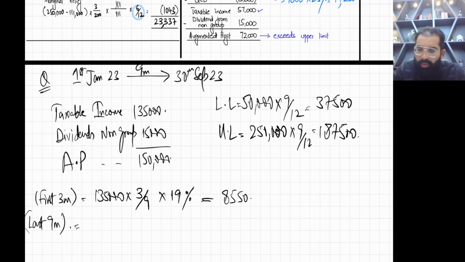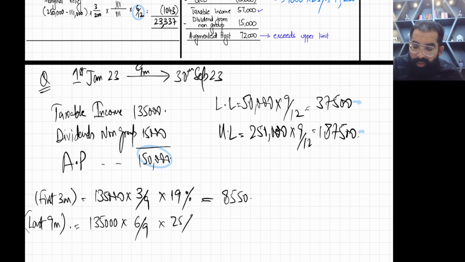Okay, now for the last 6 months, definitely you need to check the limits. So AP is 150,000, which is more than the lower limit and less than the upper limit, so it is between lower and upper limit. So higher rate with marginal relief. How to do it? You will be writing 135,000, and now 135,000 is for 9 months and we have to apportion it for 6 months. So 6 upon 9, not 6 upon 12, into 25%, which gives 22,500.